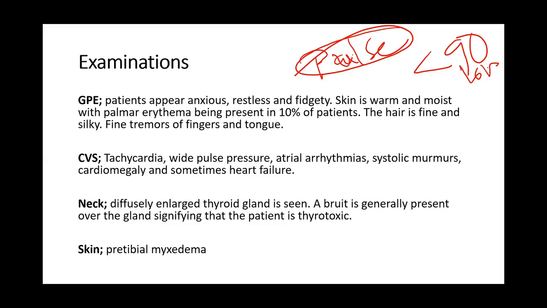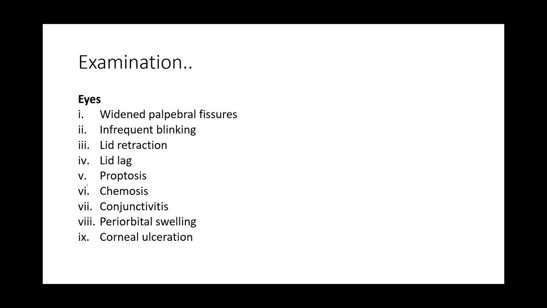Okay, neck, you have a diffusely enlarged thyroid gland, which may be asymmetrical or symmetrical. Bruit is generally present over the gland, signifying that the patient is thyrotoxic. And when you want to auscultate for bruit, you use the bell of your stethoscope at the superior pole because it is the more dominant artery that supplies the gland, and it is more superficial. They may have pretibial myxedema.